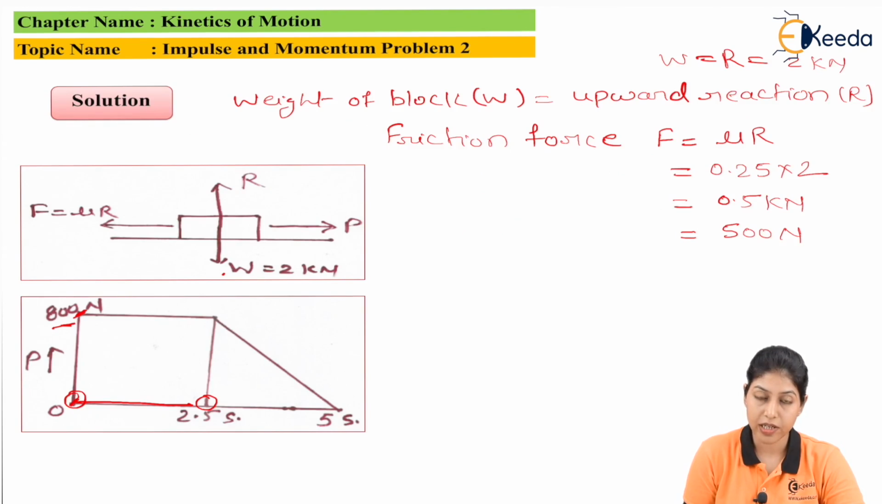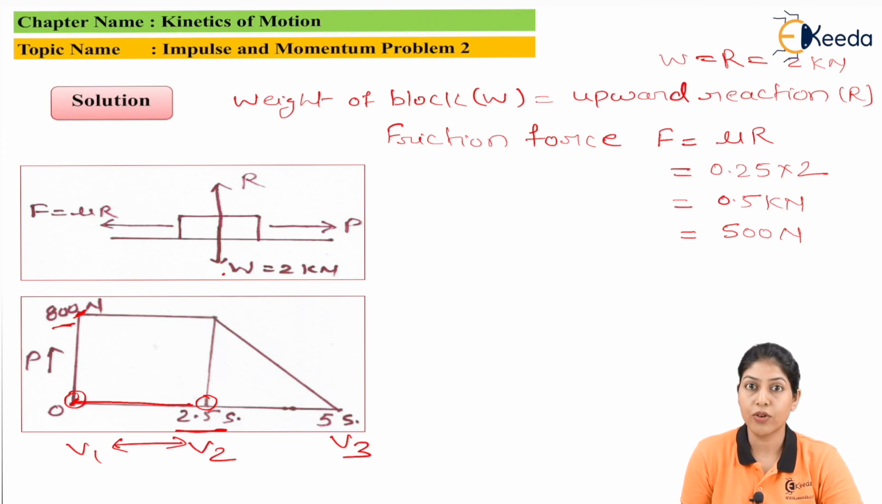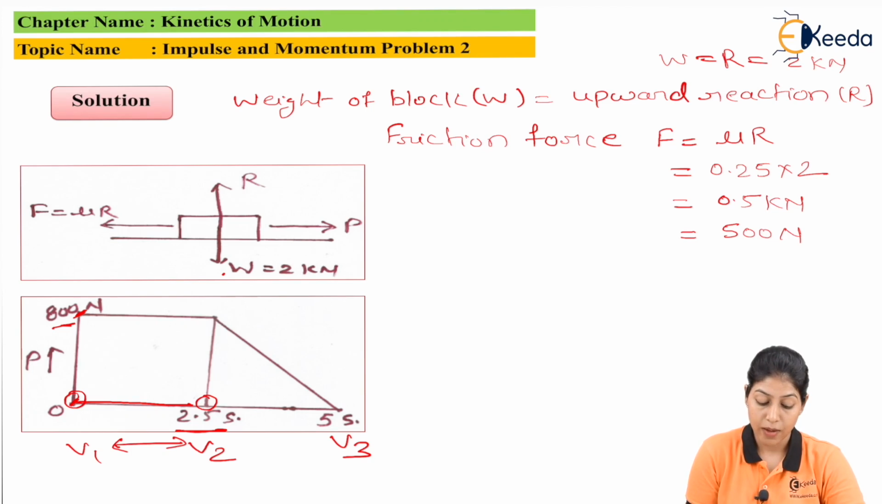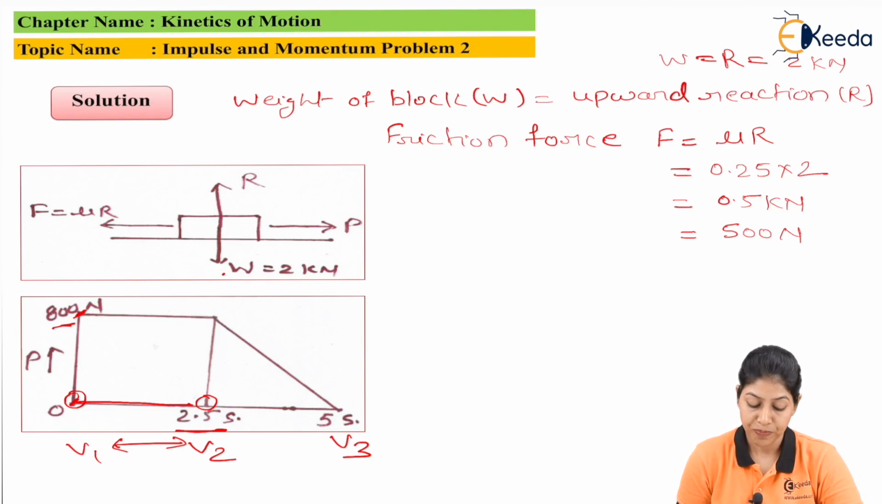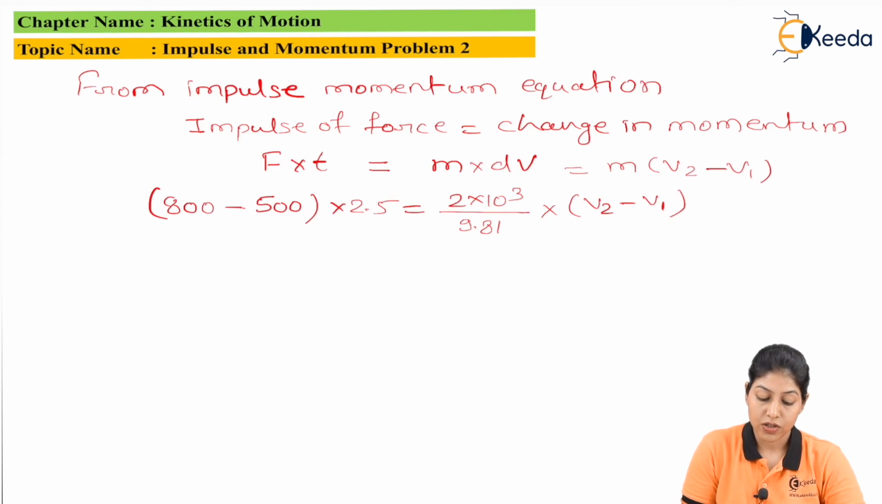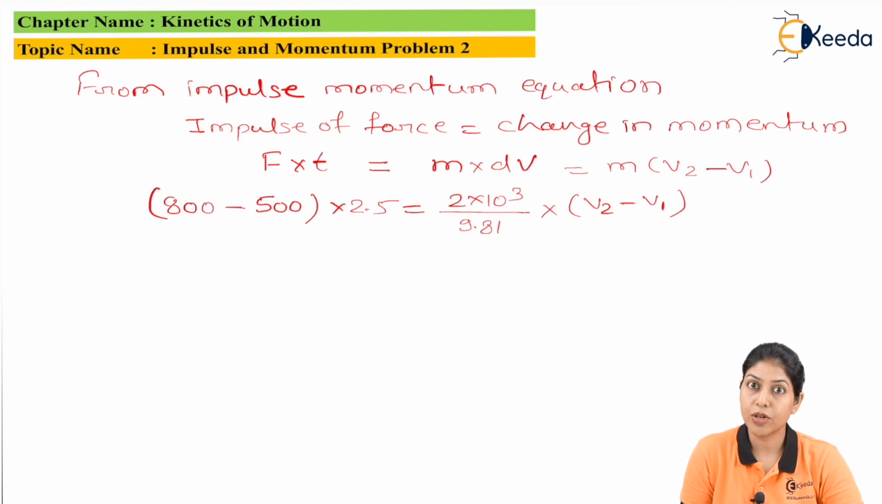At the initial condition the time is 0, and we are considering the second time where the velocity we are taking as V2. So we are taking this variation from V1 to V2. When the motion starts, because of the 800 Newton applied force and the friction force we are considering as 500 Newton, the time variation we are considering is 2.5 seconds. So the force will be 800 minus 500 Newton, into the time variation, 2.5.